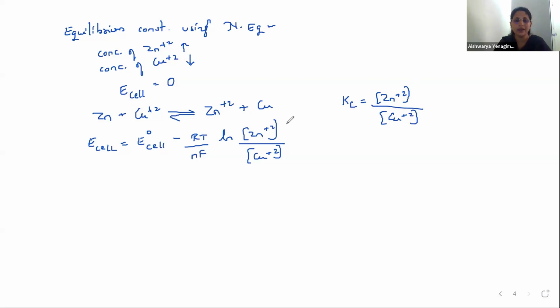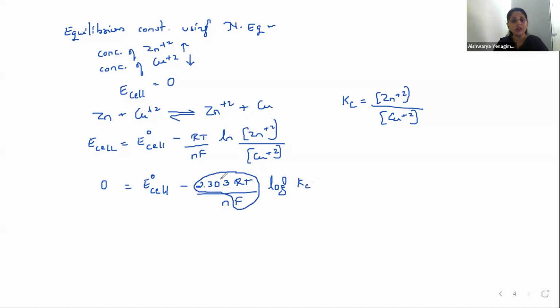So as we said, E cell at equilibrium is 0. So that is equal to E naught cell minus RT by NF natural log. Substitute the values, and the natural log will become 2.303 RT by NF log of the concentration of Zn+2 by the concentration of Cu+2. What is it? It is Kc. Log Kc. So this particular part is all constant.